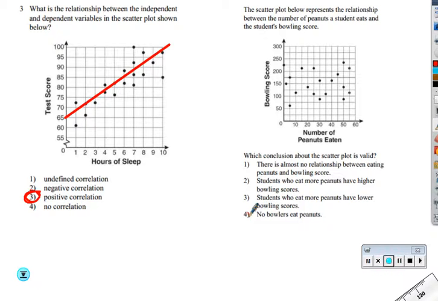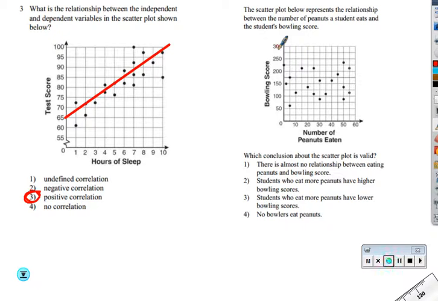Well, when we look at this graph, I see that there are some students that eat about 10 to 20 peanuts, and some of them have low scores, and some of them have high scores. I go further along to students that eat a lot of peanuts, and I see the same thing, that some of the students have low scores, and some of the students have high scores. Therefore, I can say that there seems to be no connection between number of peanuts eaten and bowling score.